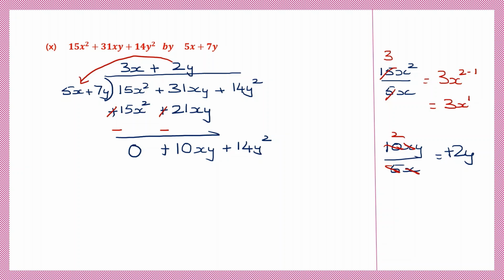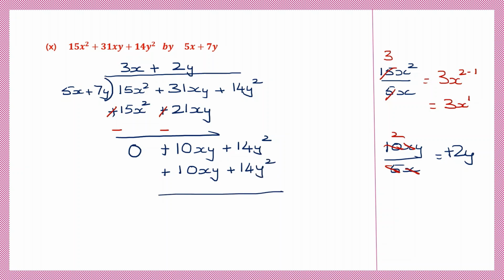The sign is plus. 2 5s are 10. x into y is xy. Now multiply this into 7y. 2 7s are 14. The sign is plus 14. y into y is y square. So that is also done.